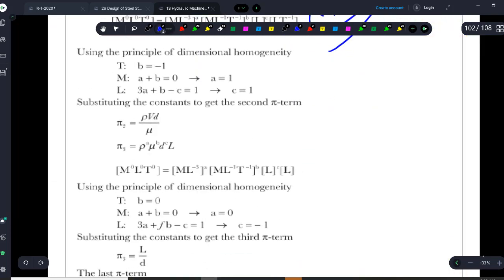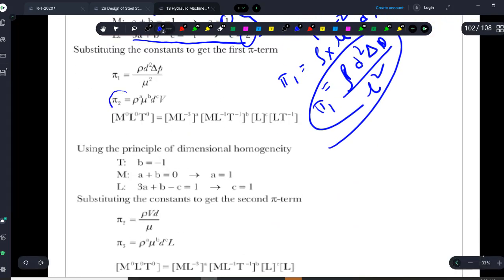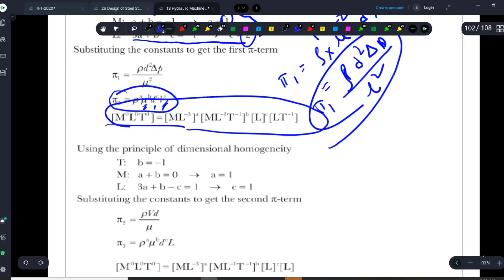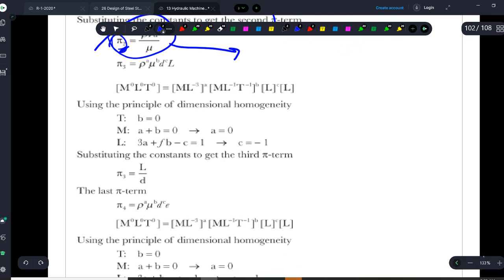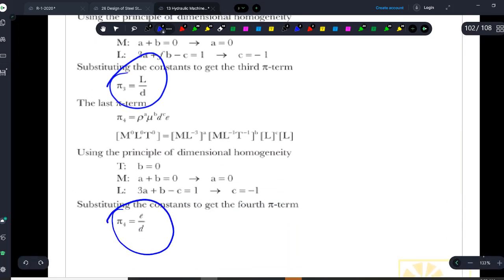What will pi 2 be? Again it will be something like this: rho to the power of a, mu to the power of b, d to the power of c into v. Again you write m to the power of 0, l to the power of 0, t to the power of 0 is equal to so and so. Find out the equations and solve. You will get your exact pi 2 term. Always remember, find the dimensions of this, and what you will get is a dimensionless quantity only. So in this form, if you write the variables, you will get a dimensionless quantity. Similarly, you can find your pi 3 and pi 4 also.